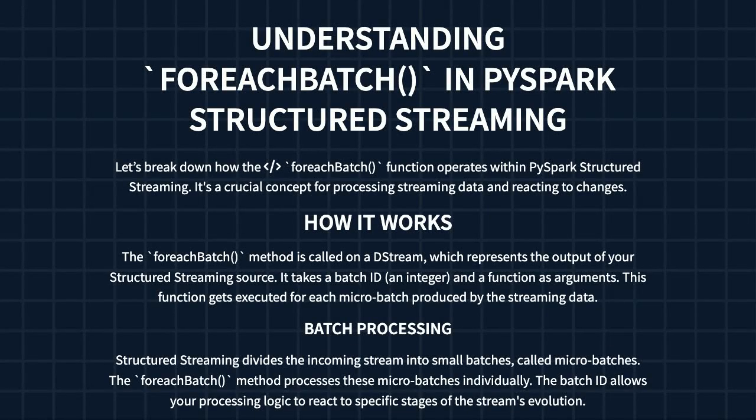Okay, let's talk about a really useful function in PySpark structured streaming called foreachBatch. Think of it like this: your streaming data isn't just a continuous flow, it gets divided into smaller chunks or micro batches. foreachBatch is how you process each one of those batches. It takes two things: a batch ID to tell you which batch you're working with, and a function that does the actual work on the data in that batch. The batch ID is super important because it lets your processing logic react at different stages of the stream. It also receives an offset, basically how far along the data is within that specific batch. This allows for accurate handling if some events arrive later than others.